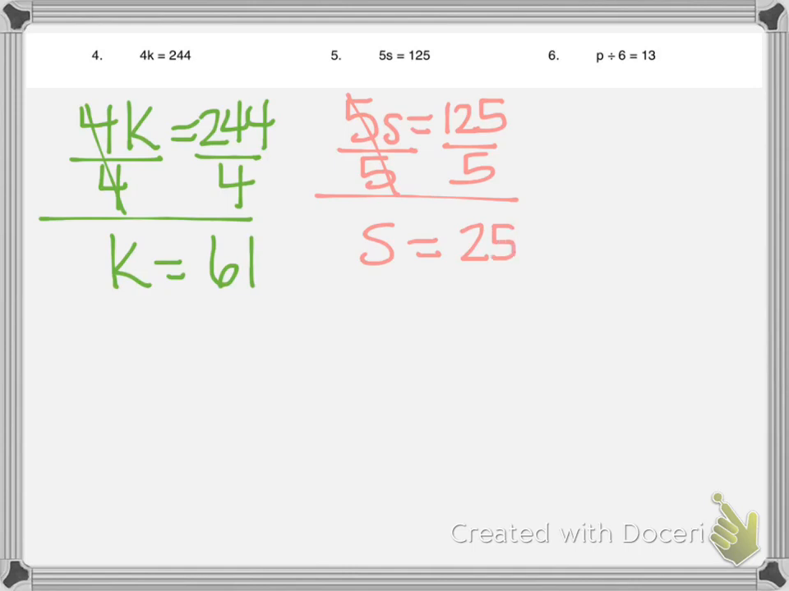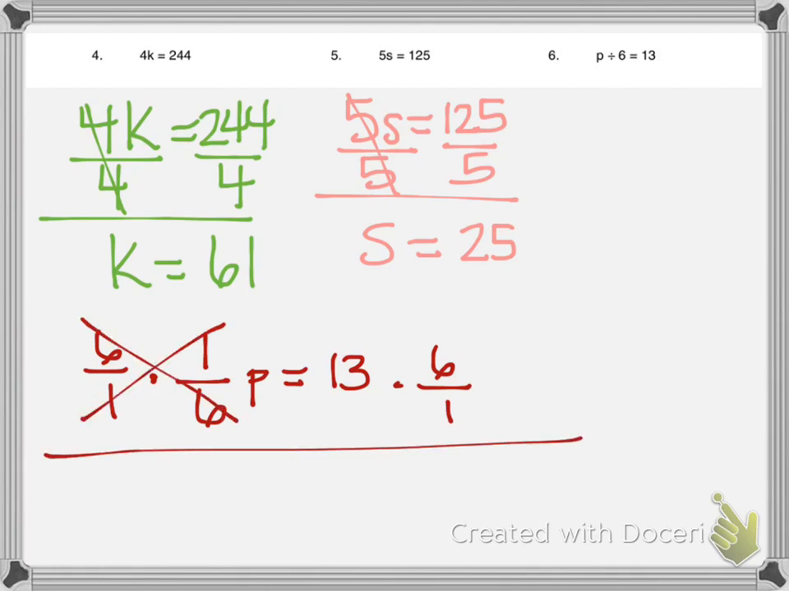And then the last one is p divided by 6. I could write this as 1/6 p equals 13, and then I would normally divide by the fraction, but I can't divide by a fraction because that's not defined. So I'm going to multiply by the reciprocal, and whatever I do to one side, I have to do to the other side. And when I do this, the 6's cancel, the 1's cancel. I get p all by itself, and then 13 times 6 is 78. 78 divided by 1, 78.